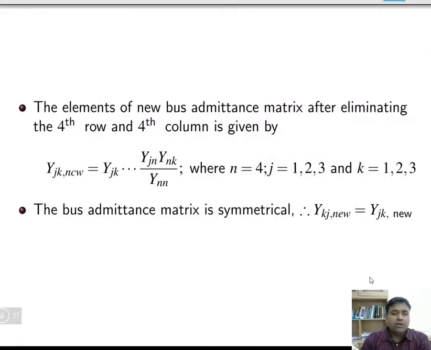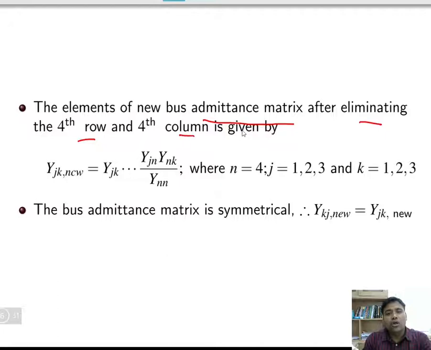Now, in the next part of the question, we were told that the 4th bus has to be eliminated. This can be done by obtaining a new bus admittance matrix by eliminating the 4th row and the 4th column, which is given by Yjk new equals Yjk minus Yjn into Ynk divided by Ynn, where n is equal to 4, which has to be eliminated, and j will be from 1 to 3 and k will be from 1 to 3. The bus admittance matrix is symmetrical, so Ykj new will be equal to Yjk new.